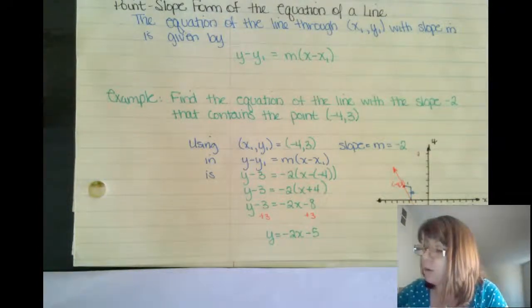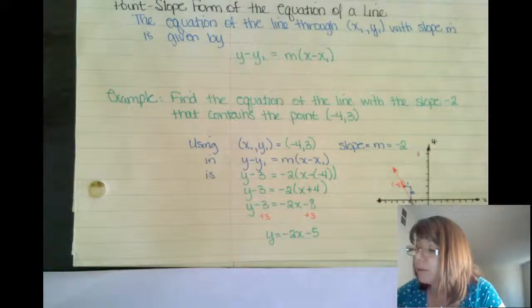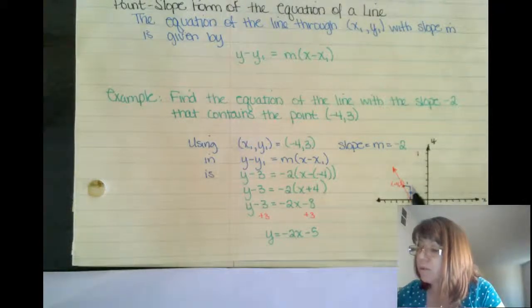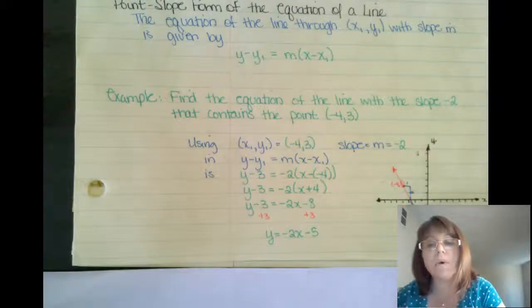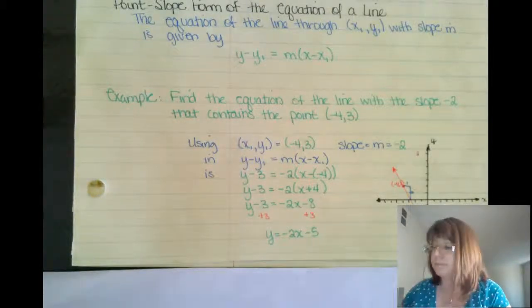And now I'm going to go over and I'm going to plug in my point of -4, 3. And what I can do is my slope is -2, so I move down 2 and over 1 and I get my next point. And if I wanted another point, I could do that again. 1 to the right, down 2. And I can keep finding points on this line.